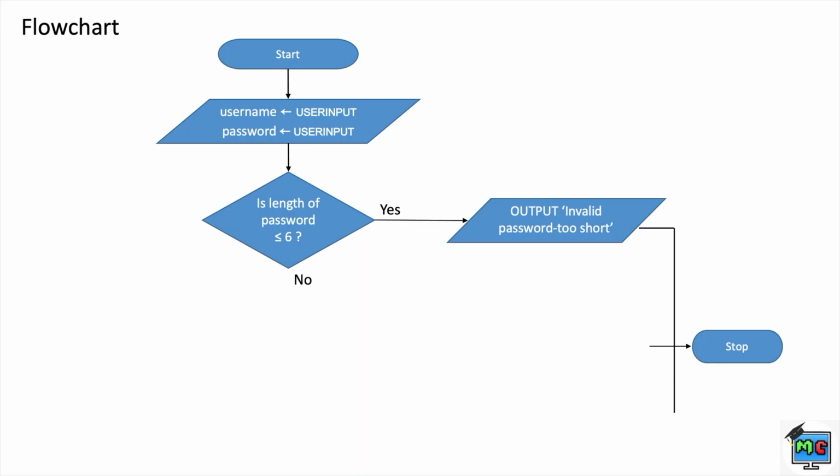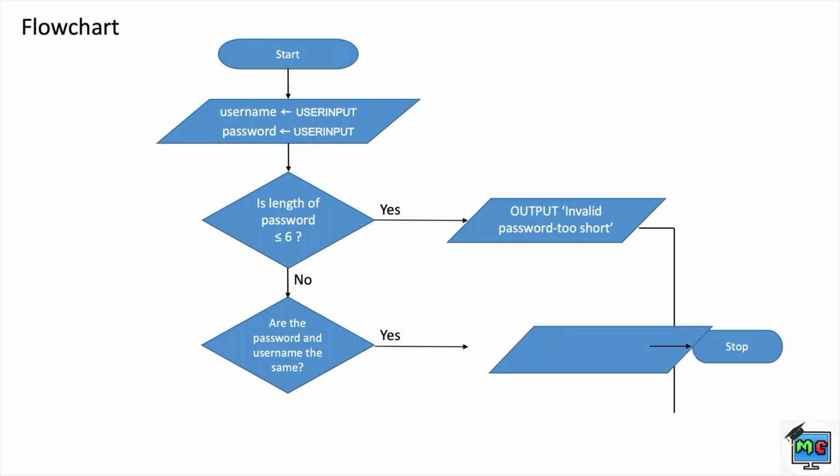But if the length of the password is greater than 6, and the answer to 'is the length of the password less than or equal to 6' is no, then you ask another question. You have another condition: are the password and the username the same? If the answer is yes, again you output another error message: invalid password, same as username. If the password is the same as the username, you can't create a new password. So it's invalid; you display an error message and terminate the program.